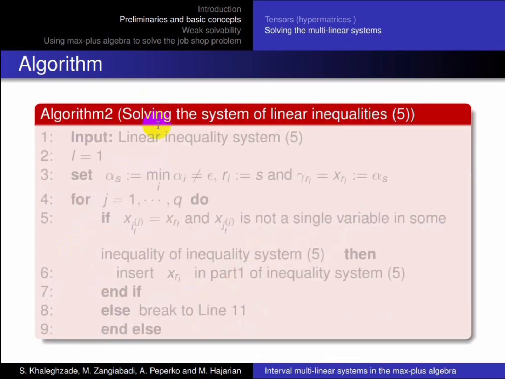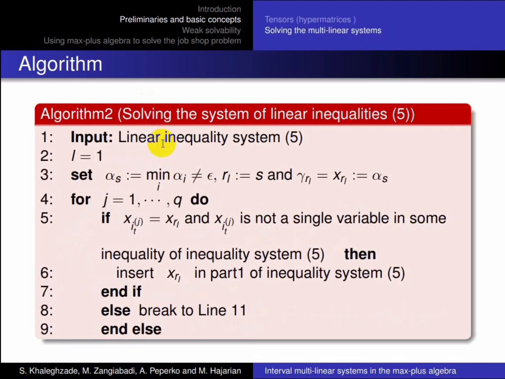For solving the system of linear inequalities 5, as you can see in algorithm 2, first we need to compute this minimum and set alpha s, and check if XRL is a single variable in some inequality of inequality system 5. So insert XRL in part 1 of inequality system 5, else break to line 11.